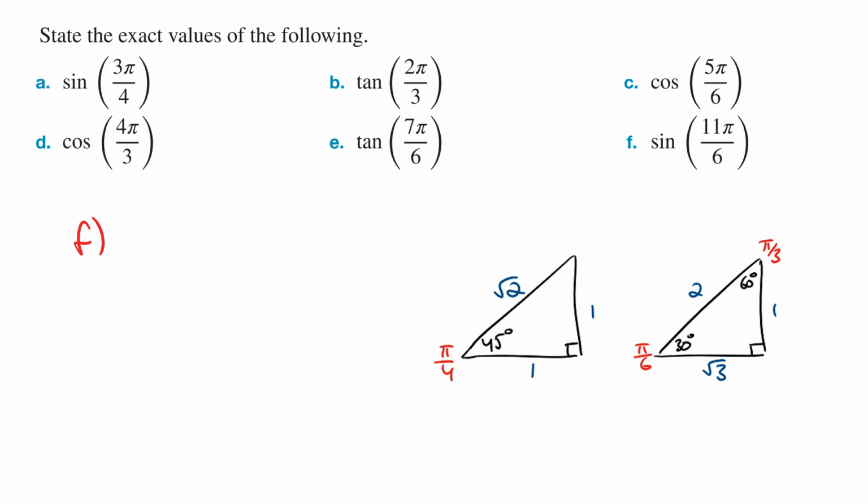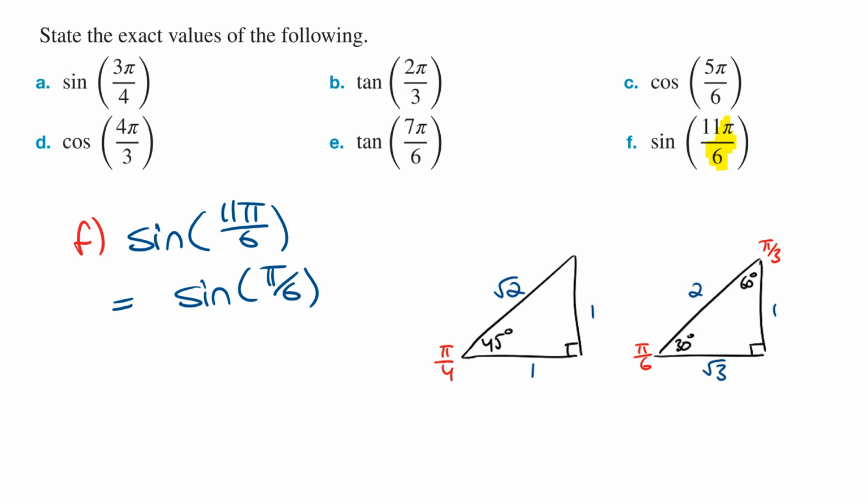Part F. Sine of 11 pi on 6. And so ignoring the 11, we're left with pi on 6. And so the basic angle is going to be pi on 6. And so the sine of 11 pi on 6 is going to equal the sine of pi on 6. We just need to work out if it's positive or negative. 11 pi on 6 is the same as 1 and 5/6 of a pi. And so if we go 1 pi and then 5/6 of a pi, we're going to be in the fourth quadrant. In the fourth quadrant, sine is negative, and so this is going to be negative.